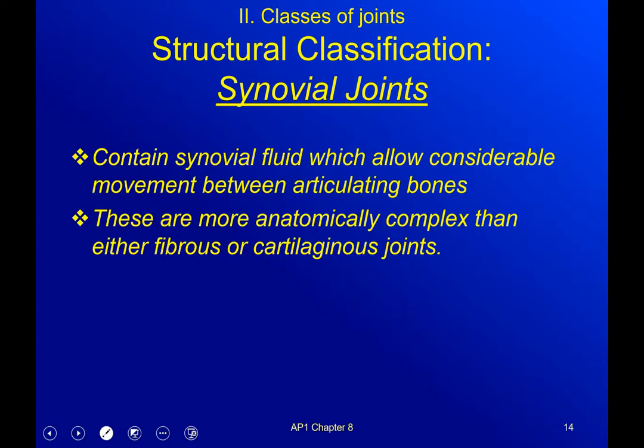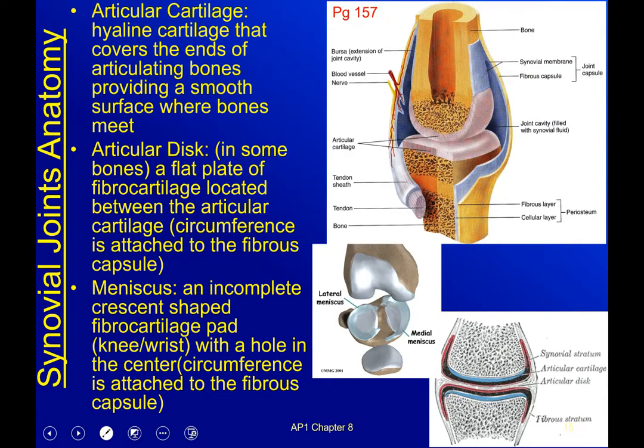So the synovial joints, they contain synovial fluid, which allows considerable movement between articulating bones. These are more anatomically complex than either fibrous or cartilaginous joints. So this is an example of a synovial joint. It has articular cartilage since the bones are moving. Remember what I said. Bone against bone would be like fine grit sandpaper rubbing on fine grit sandpaper. It wouldn't be a good thing.